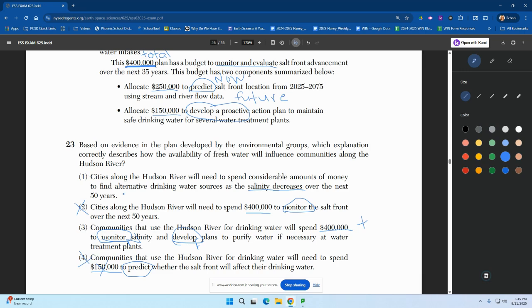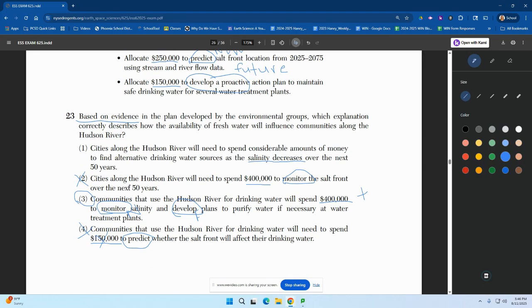So I was left with 1 and 3. And 3 is the best answer that I can come up with that is supported by what was up here, right? So it said based on evidence. So number 1, that could be true, right? I might be spending a lot of money to find alternative drinking water sources until the water becomes completely clean. But at this time, I don't have any evidence of that based on what they have given me. So that would not be my best choice. I think number 3 would be my best choice there.